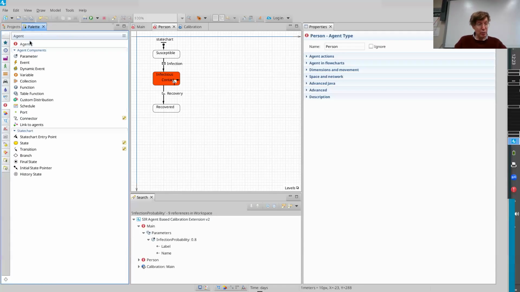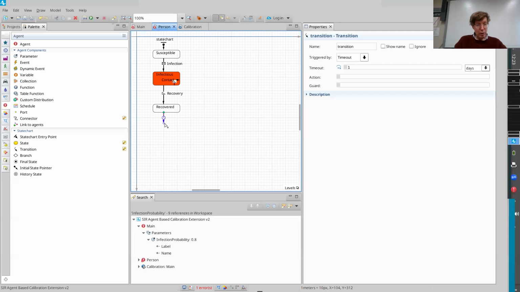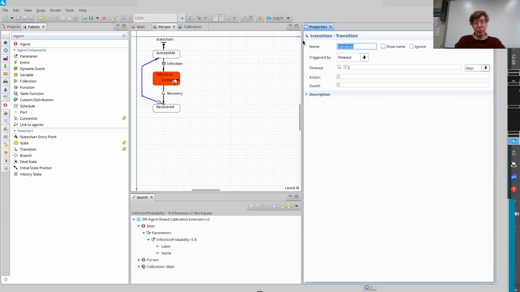I'd like to go to this agent palette, and I'd like to go to here. I'm going to add a transition from recovered back to susceptible, reflecting a possible loss of immunity. And if you want, you can prettify it, but make it like that. Okay, so this is going to be called waning of immunity.